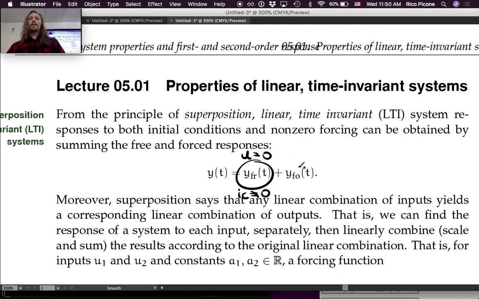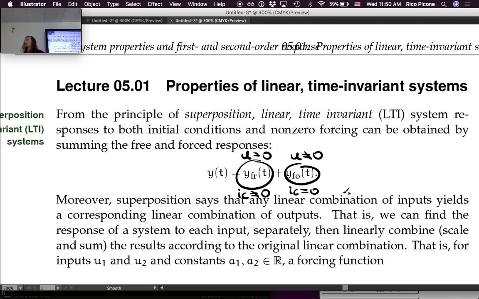Okay. The forced response is exactly the opposite. U is not equal to 0, input's not equal to 0, and initial condition is equal to 0. So we set the initial condition equal to 0. The inputs are not equal to 0. So the total response is actually just the sum of those two. So we can do these two separately, which is really convenient to do.